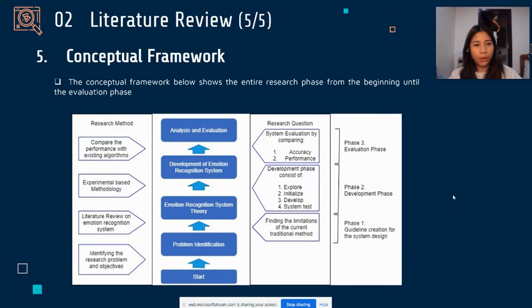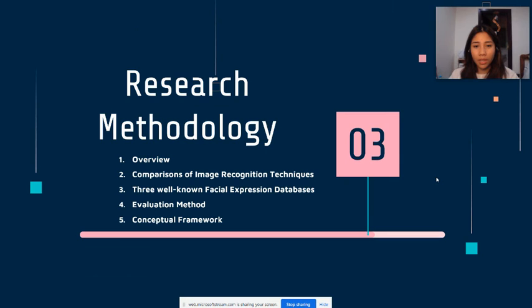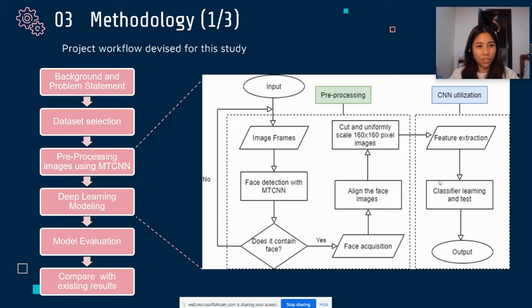For my conceptual framework, this is the entire process that I will be using for my study. We start with problem identification, emotion recognition system theory, where we are talking right now about it, development of the emotion recognition system, and moving on to the analysis of evaluation. Next is the research methodology.